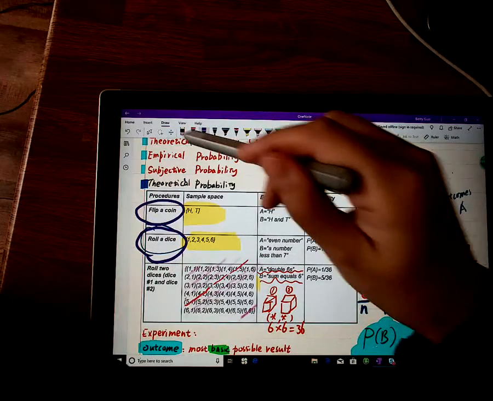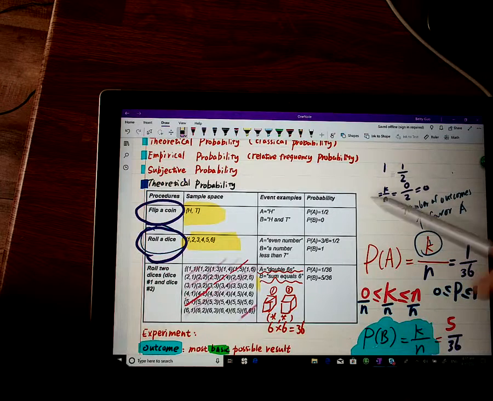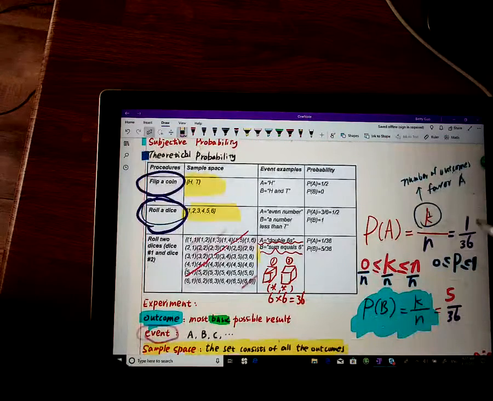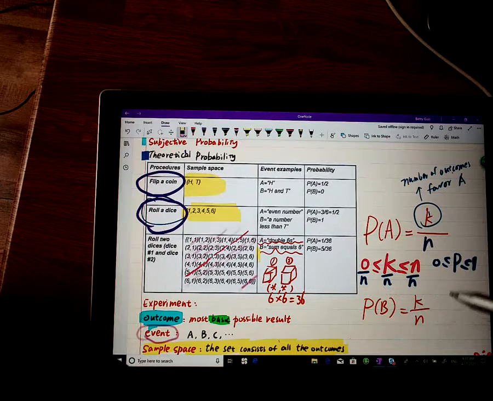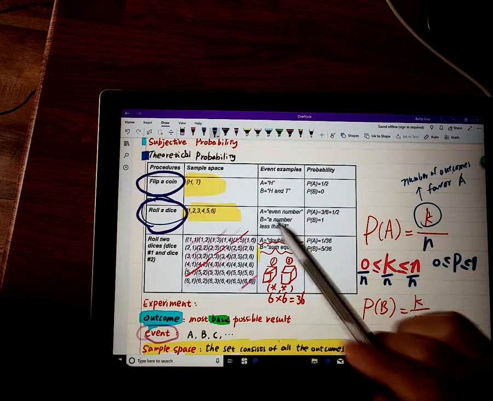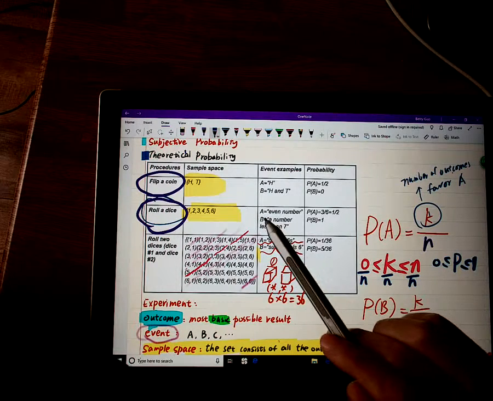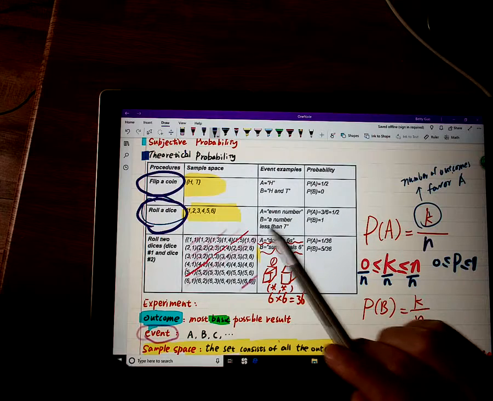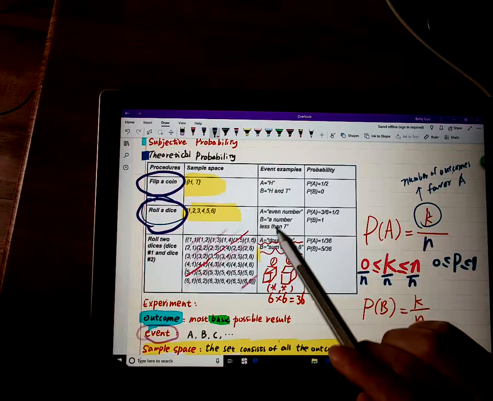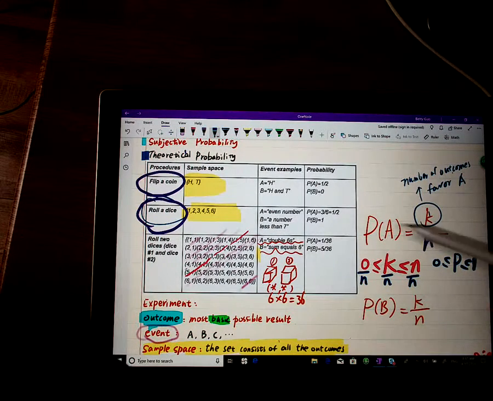Example 2, rolling a die. That is a theoretical probability model. Sample space contains 6 outcomes. In this example, we consider the probability of A and B. A is the result that you roll a die and you get an even number. Result B is you roll a die, you get a number less than 7. Okay, let's see the value of the probability.